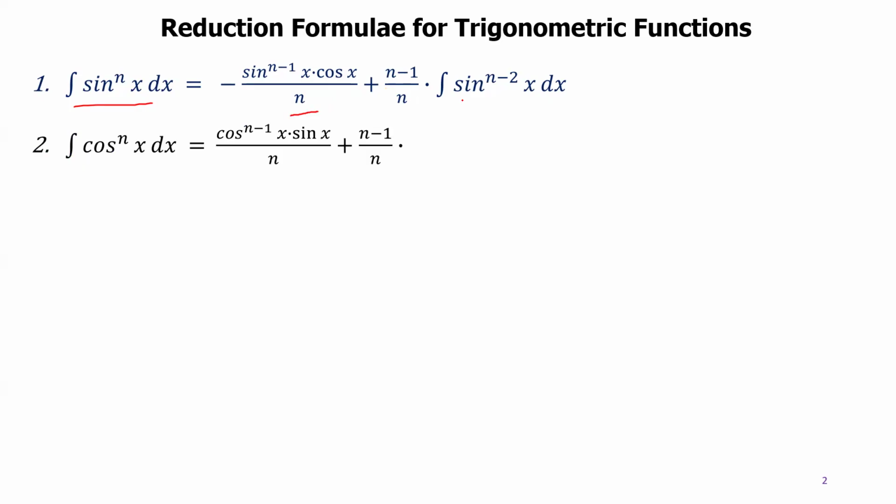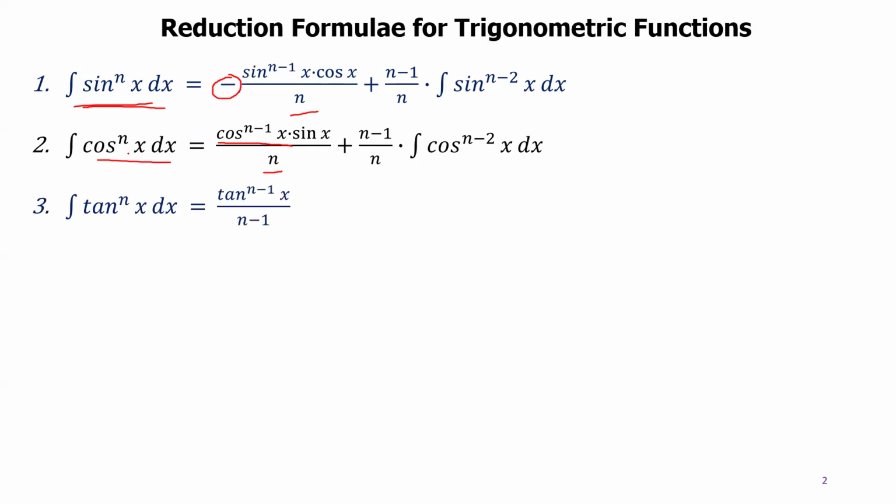The integration of cos to the power n x dx is equal to cos to the power n minus 1 x into sin x divided by n plus n minus 1 upon n into the integration of cos to the power n minus 2 x dx. If we see the reduction formulas of sin to the power n x and cos to the power n x, nothing is changed, only the sign changes, and if we interchange sine to cosine and cosine to sine, then we are able to get the reduction formula of each function.